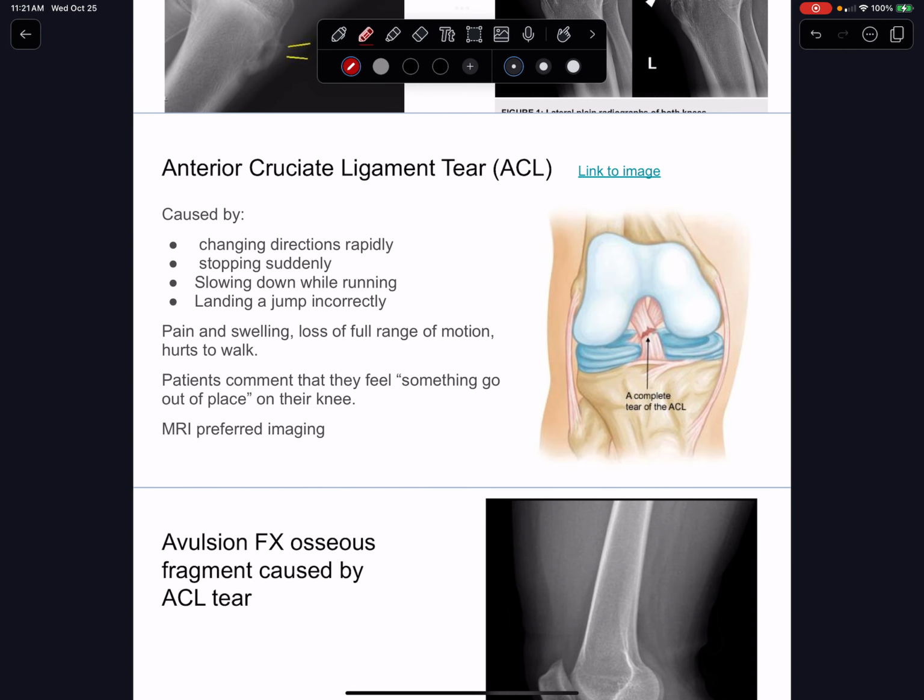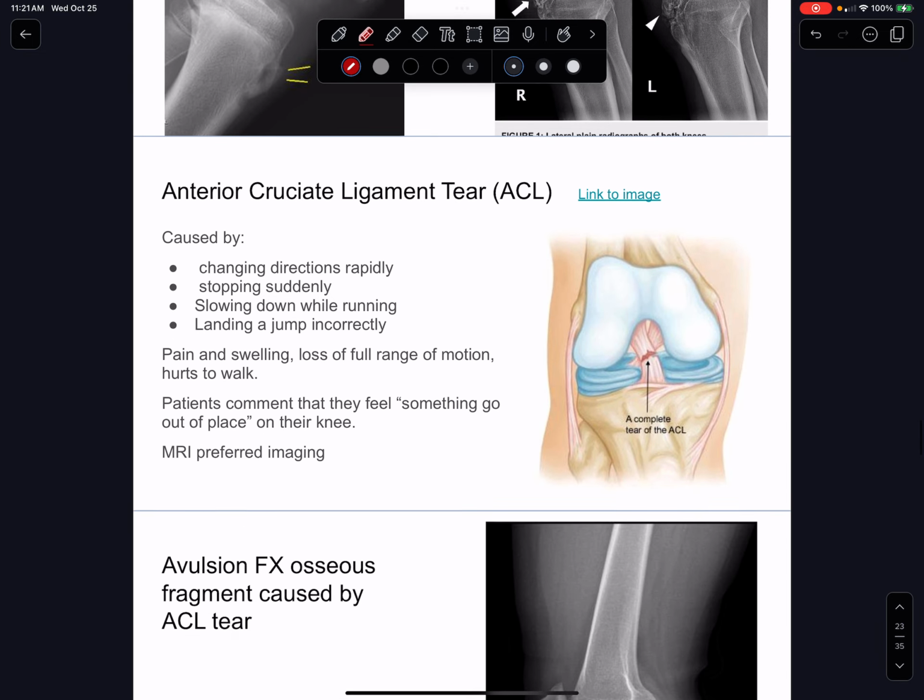Okay, let's see if we can get through the rest of this. So part two. Okay, we talked about Osgood-Schlatters. Now this is an ACL tear.